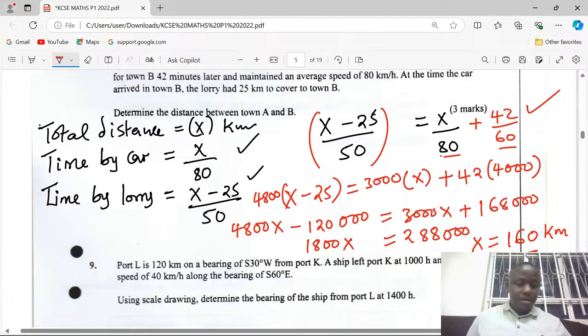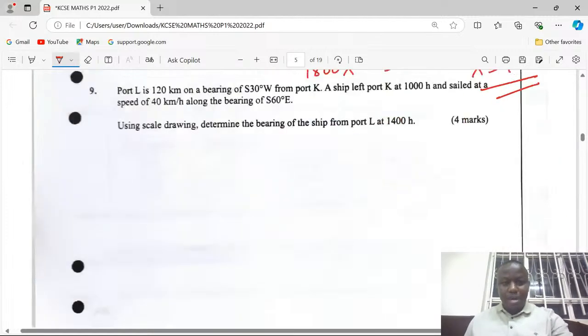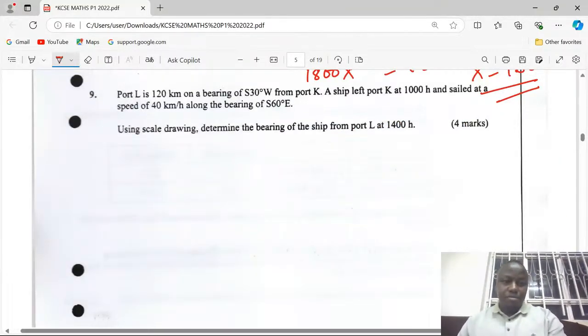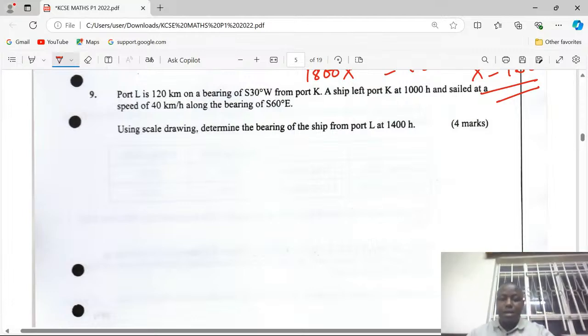Number 9. We are almost winding up. Number 9 is on bearing, or rather scale drawings. Port L is 120 on a bearing of south 30 degrees west from K. A ship left Port K at 10:00 hours and sailed at a speed of 40 kilometers per hour along the bearing of south 60 degrees east. Using scale drawing, determine the bearing of the ship from Port L at 14:00 hours.